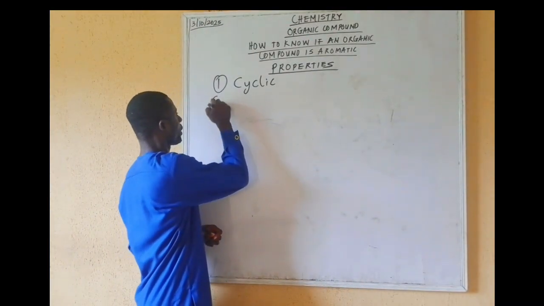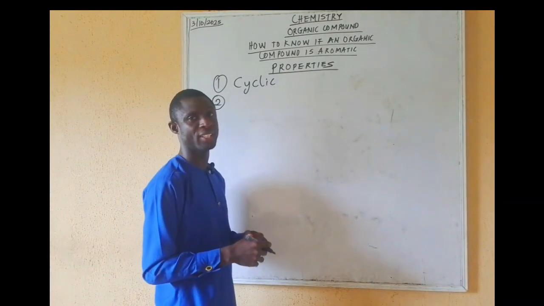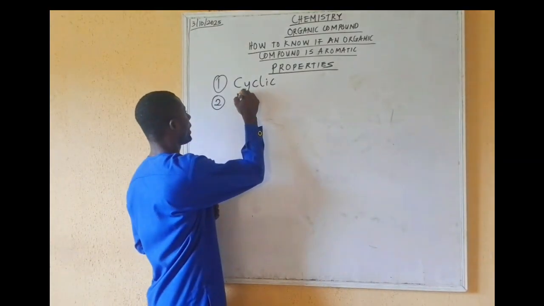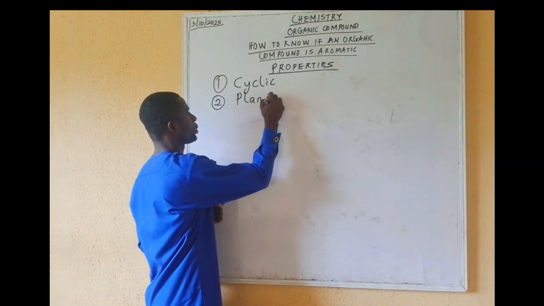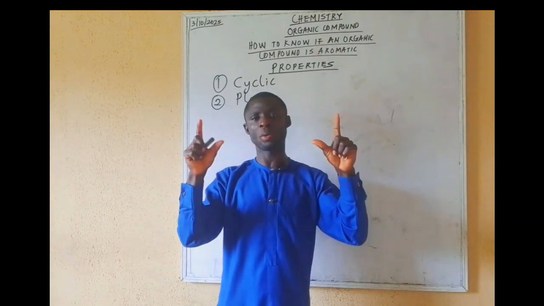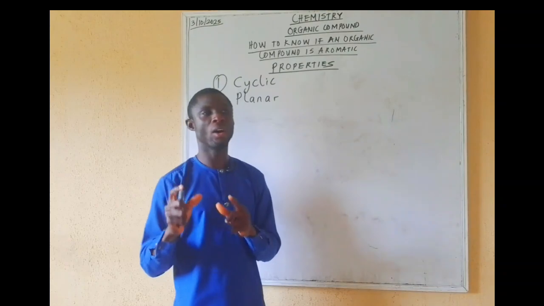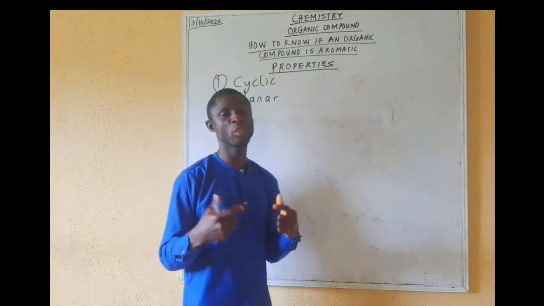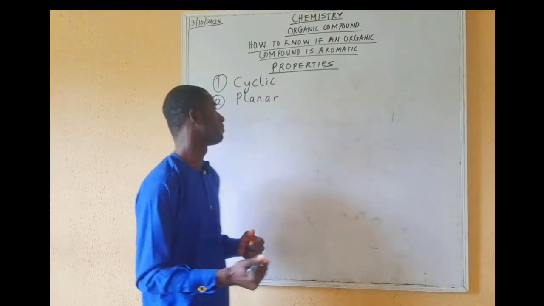Number two property of an aromatic compound is that it must be planar. An aromatic compound is a planar structural compound. What does it mean to be planar? That means that all atoms in the structure must lie on the same plane. And also, it must be sp2 hybridized.